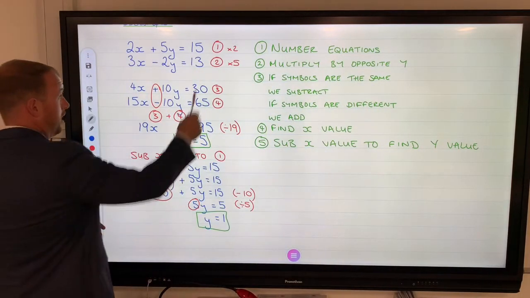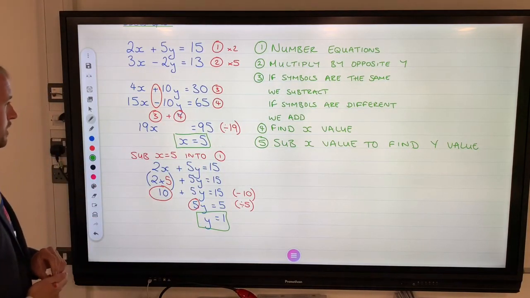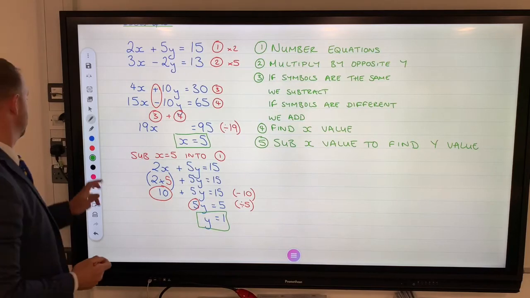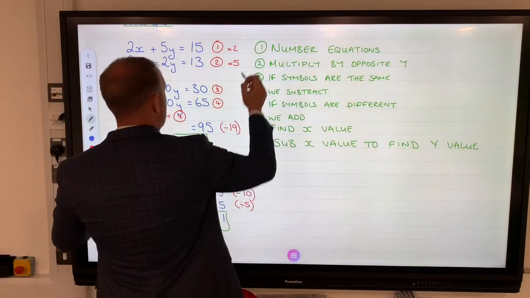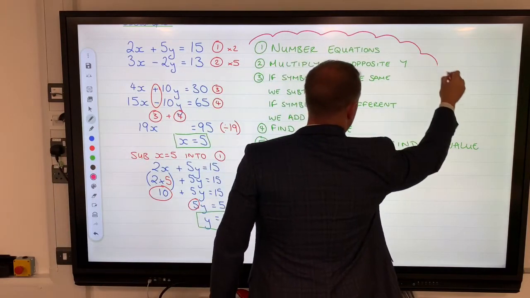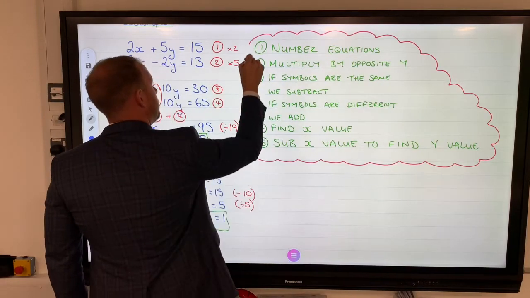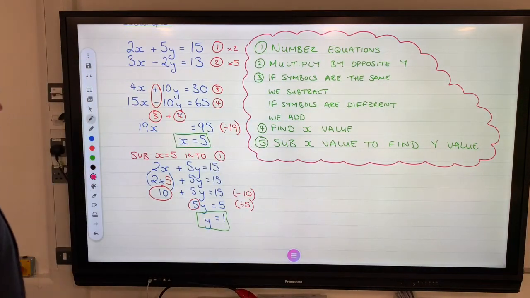Okay, the important things are where I put the red pen here. That's me showing the examiner exactly what I'm doing and how I'm getting there. So I'm going to put a little cloud around these. That's our steps to success, our success criteria for each of those.